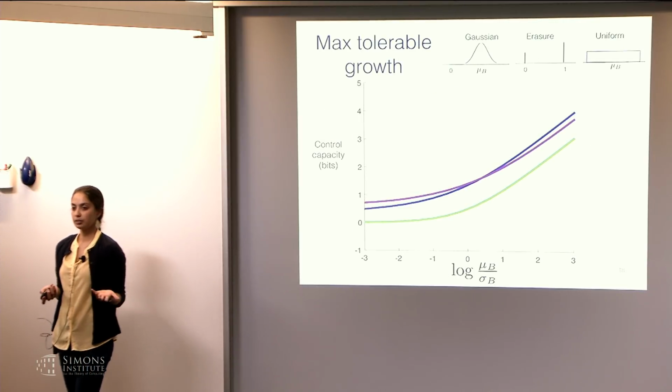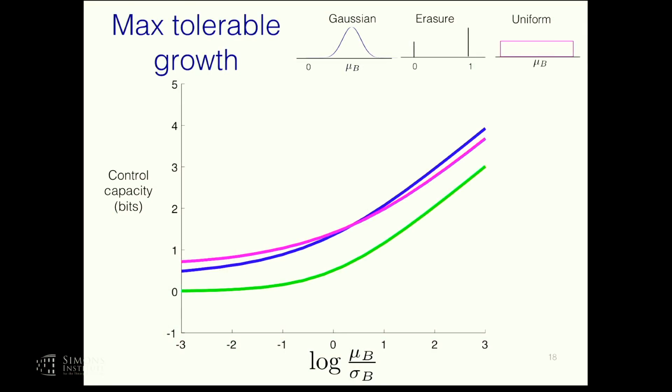So the nice thing about having this explicit formula is that we can compute this quantity. What I'm plotting here is, on the x-axis, the log of mu_b to sigma_b, where mu is the mean and sigma is the standard deviation of this random variable b. The y-axis is the log of the maximum growth, a. And I'm looking at it for three distributions. The first is when b is drawn from a Gaussian distribution. The next is when it's drawn from an erasure. And the third is when it's drawn from a uniform.